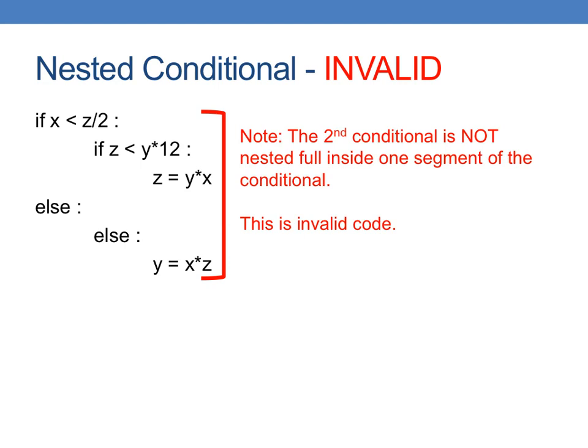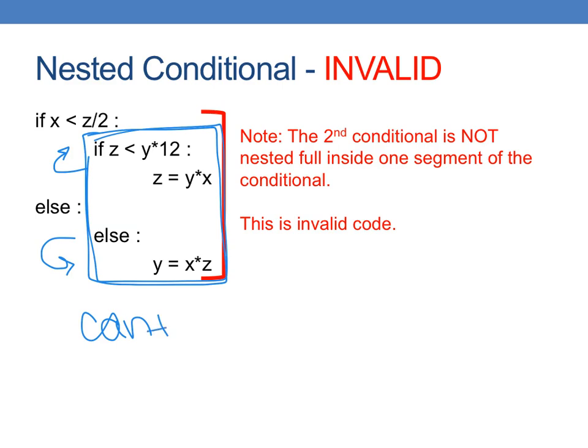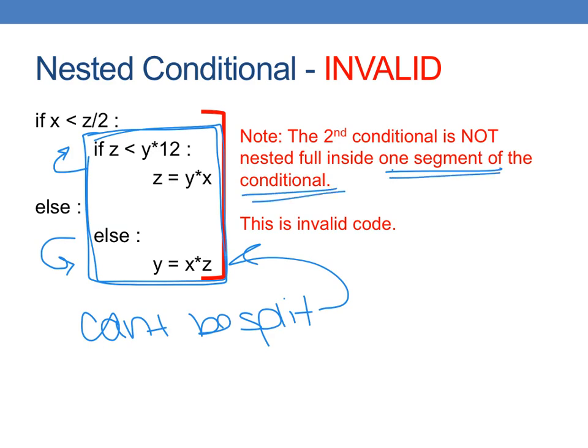Now this example here is an example of a badly nested conditional. Notice that my intention was to link these together. I have an if and I have an else. But the problem here is that wherever this if-else gets nested, it has to be under just one of these. It has to be under the if or under the else. It can't be split. So it's only under one segment of the conditional that nested conditional can go. So be on the lookout for these.